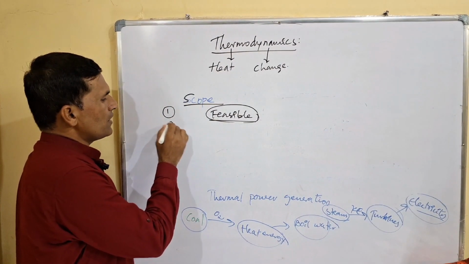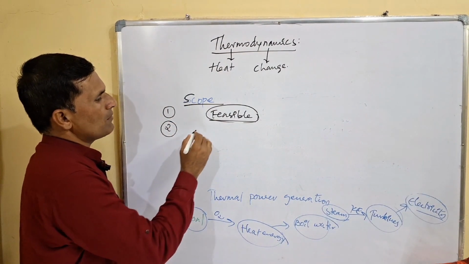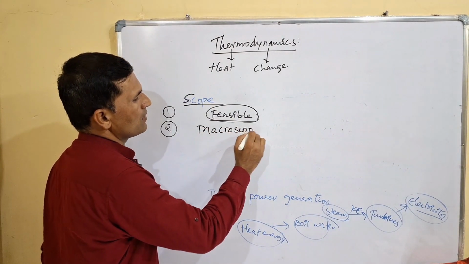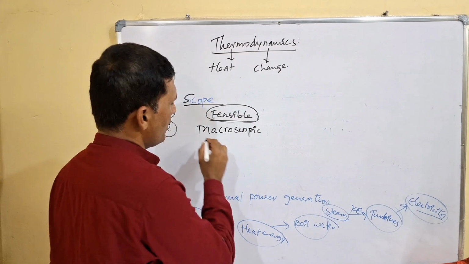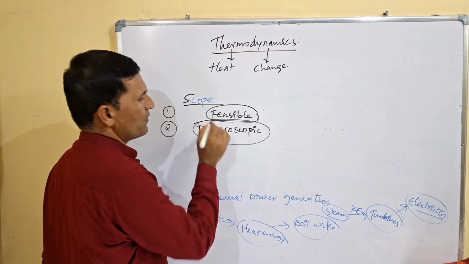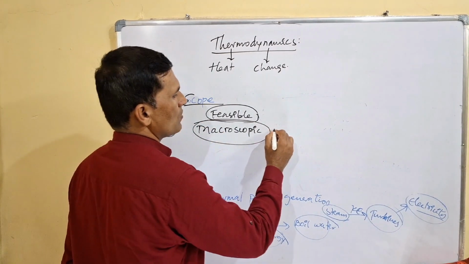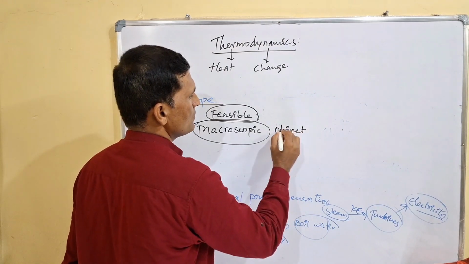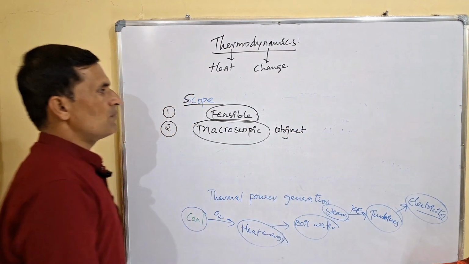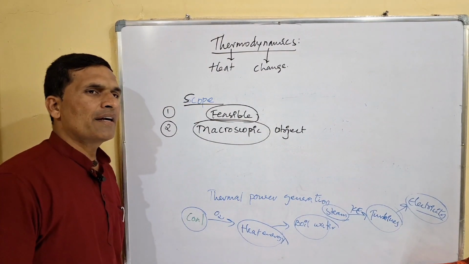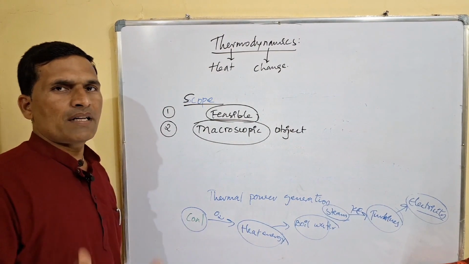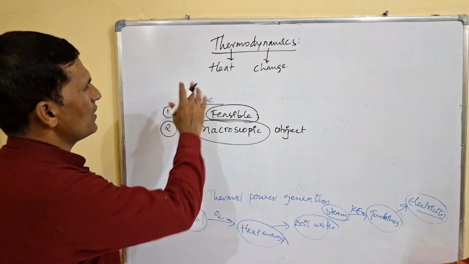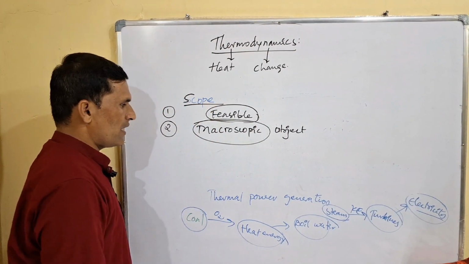And the second important point is it is applicable to macroscopic objects, where the real change we can observe or visualize. It will talk about the feasibility of the reaction and the energetics of the reaction. These are all what we can call the scope of thermodynamics.